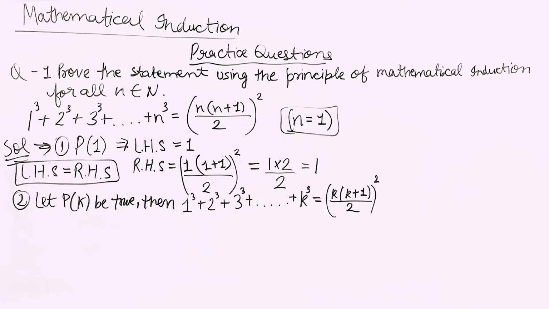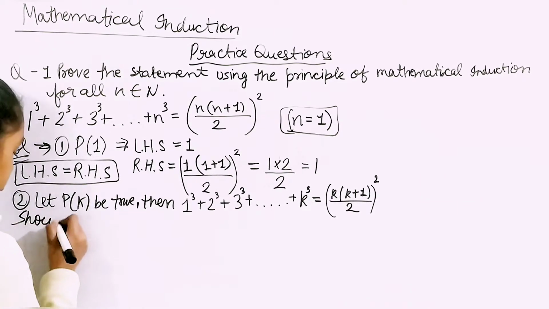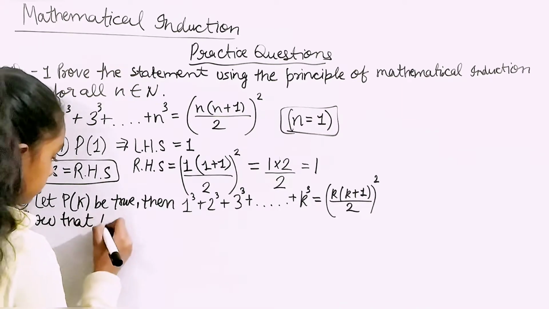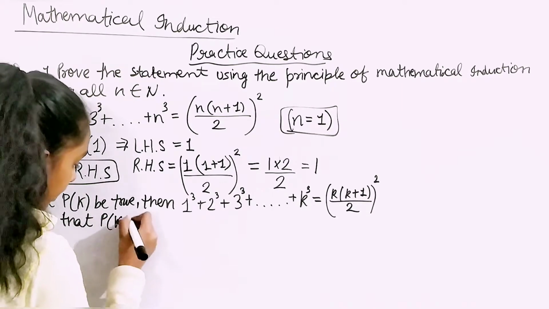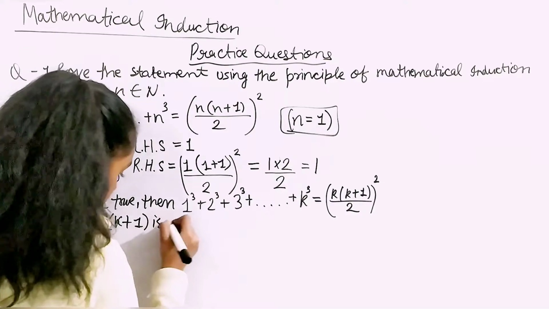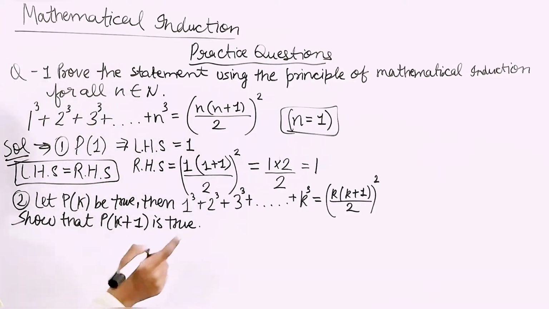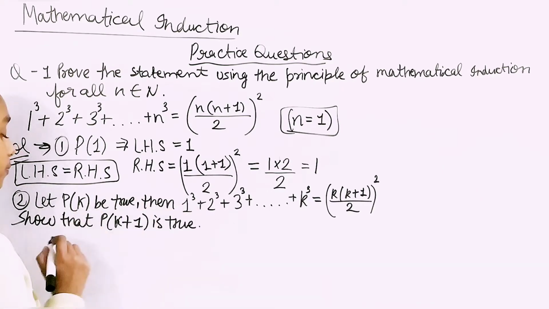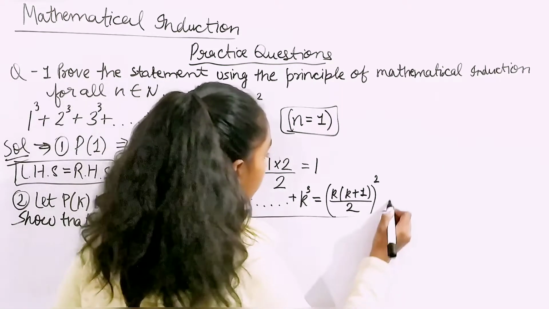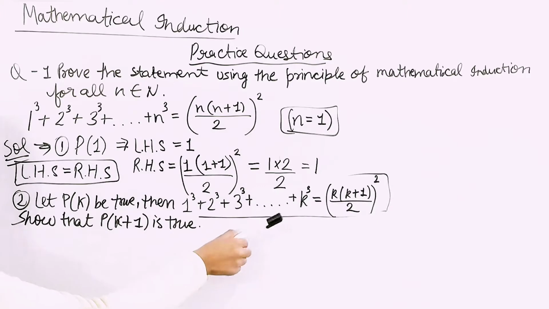So what we have to do is show that P of k plus 1 is true. Okay, just have a look. Got it? So we're just going to prove it by the given statement. Okay, so by this statement. Got it?